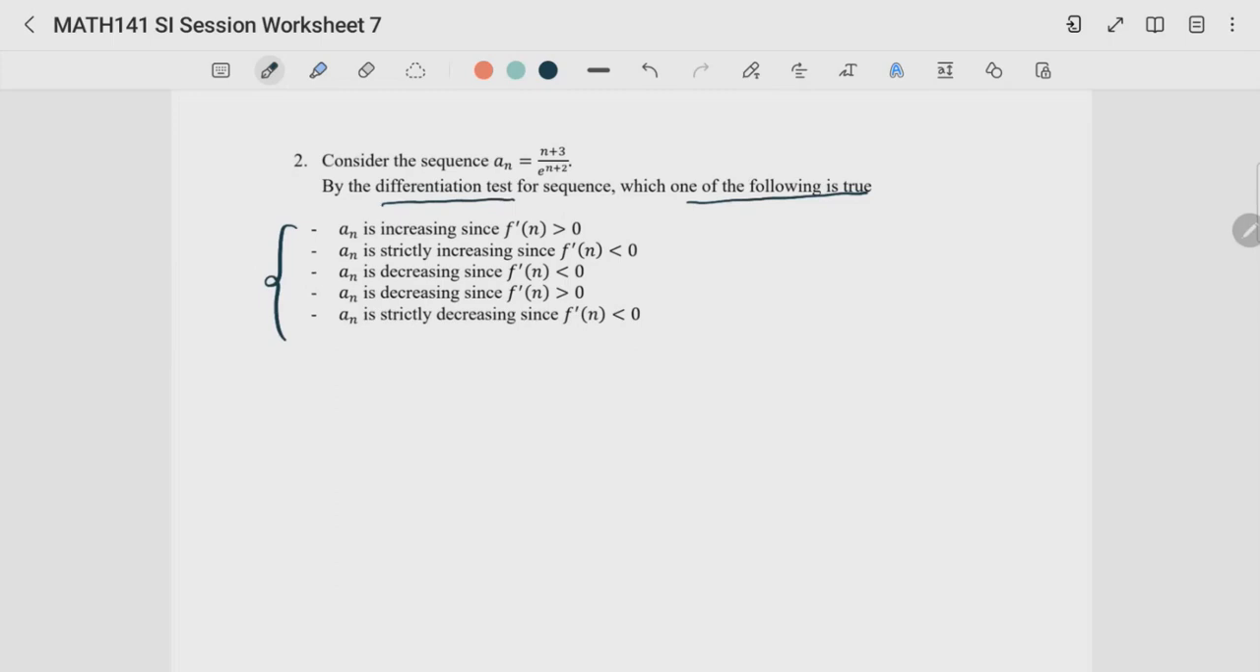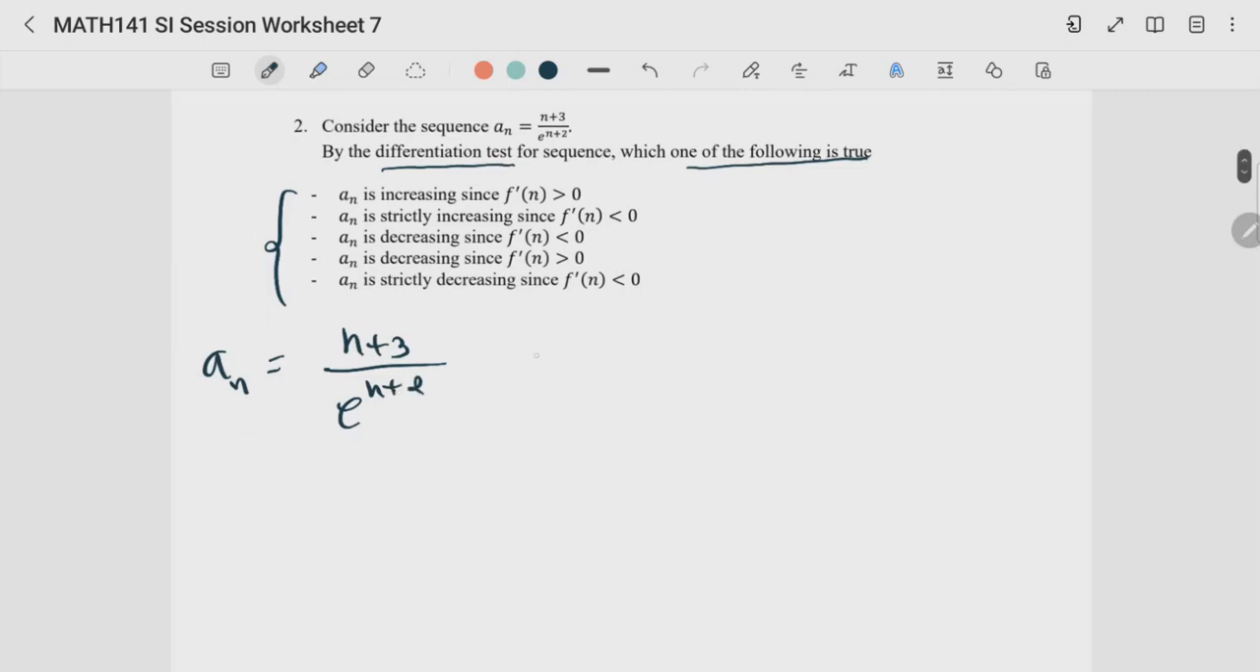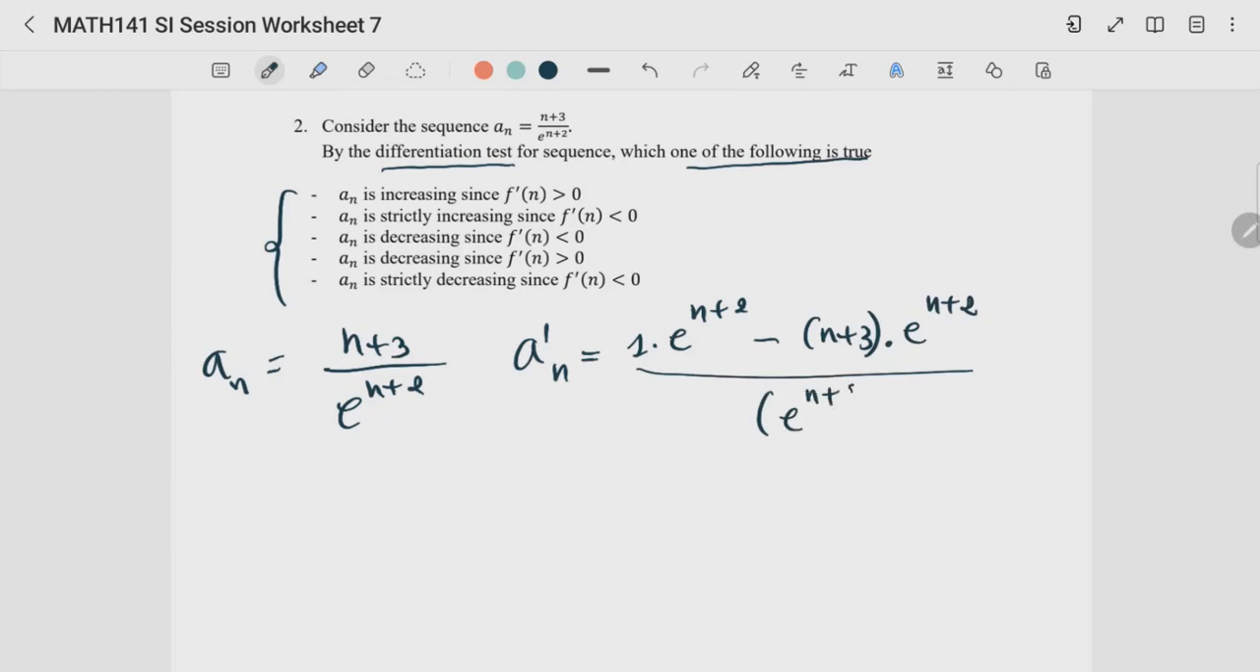Well, let's first take the derivative of the sequence, right? So we have a_n equal to (n + 3) divided by e^(n+2). That means that the derivative a'(n) is, remember, first the derivative of the numerator, which is just 1, multiplied by the denominator, e^(n+2), minus the numerator multiplied by the derivative of the denominator, which is just e^(n+2), divided by the denominator squared, (e^(n+2))^2.